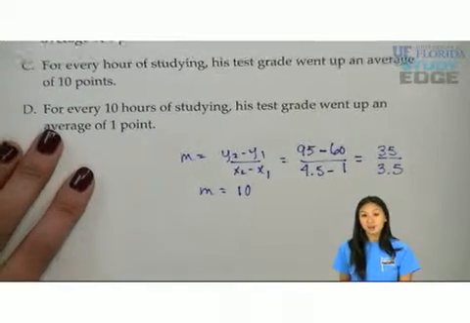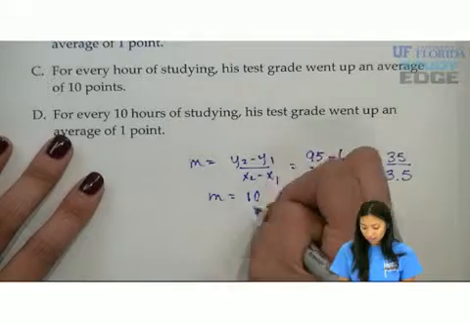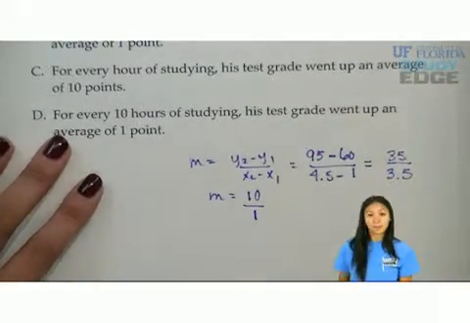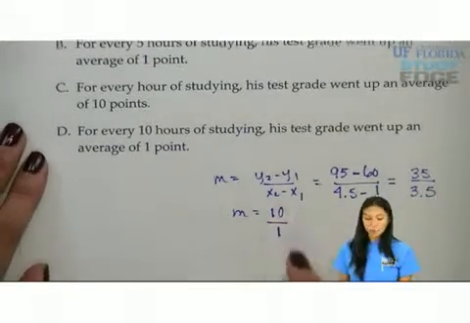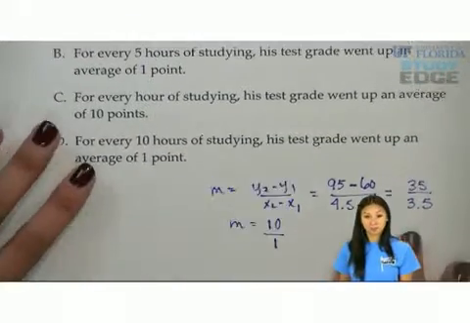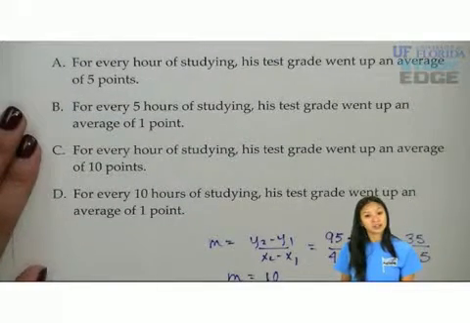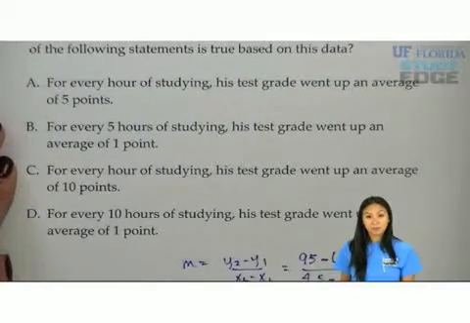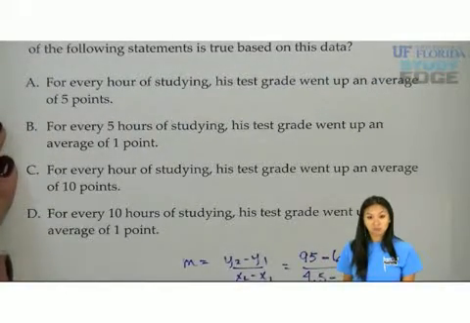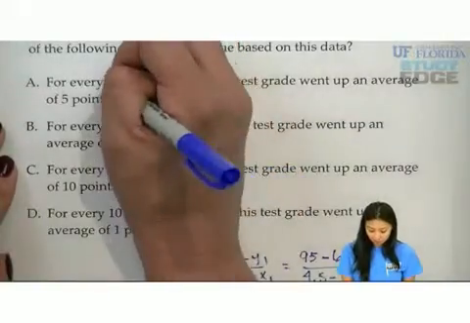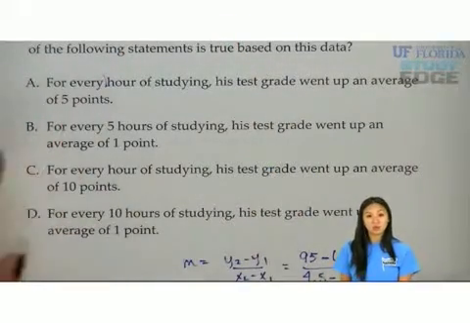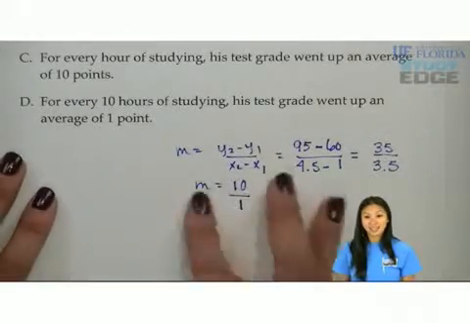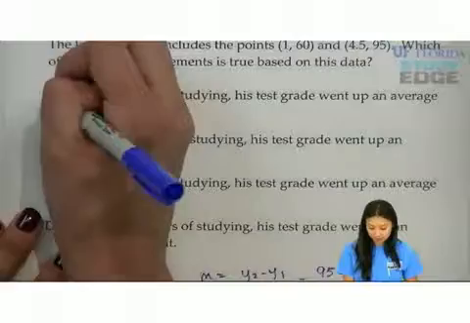All right, so our slope is 10, and if you want to change this into a fraction because it's a slope, it'll be 10 over 1. So what this means is 10 and 1 have to be involved somehow in this problem. So let's see if we could work smarter, not harder. What can we get rid of already? I'm looking for the numbers 10 and 1. For every hour, so that's every 1 hour of studying. That's good. The 1 is there. His test grade went up an average of 5 points. Well, my slope does not have any 5 in it, so that can't be right. I'm going to take out A.